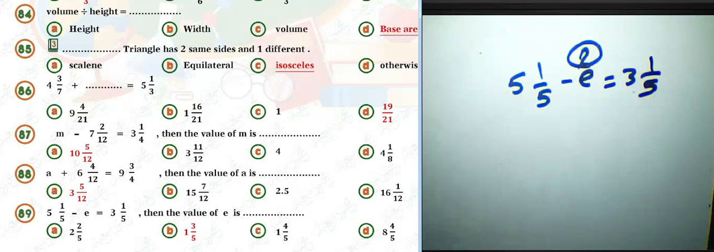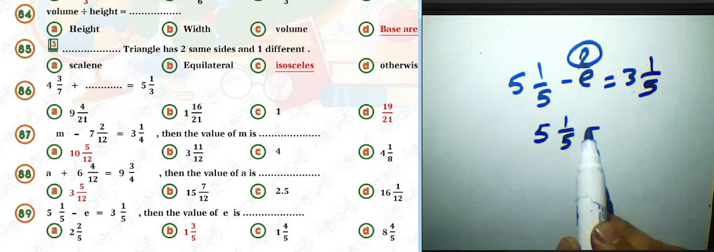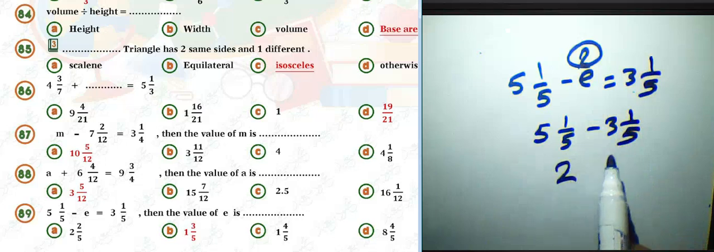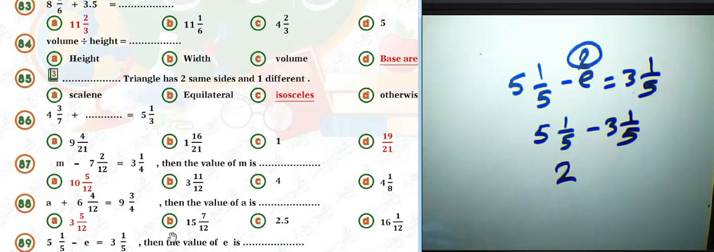Okay, the result will be what? To find the difference between them, 5 and 1 over 5 subtract 3 and 1 over 5. 5 minus 3 equals 2, 1 over 5 subtract 1 over 5 equals 0. Okay, that's the wrong answer. We must write here the value of E, it will be 2, because the difference between them equals 2.